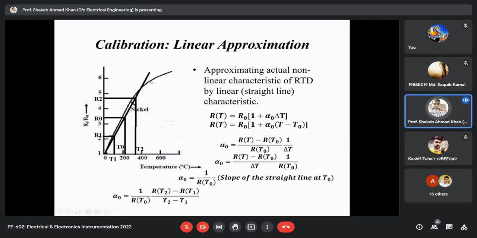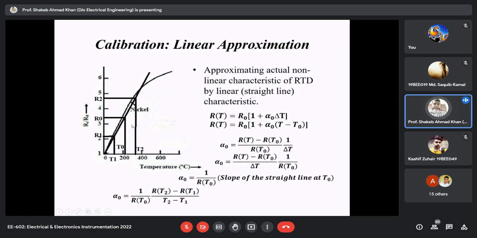I'm approximating the RTD characteristic, the actual one, by a straight line, and the straight line equation is this. This is the actual characteristic. So what is the meaning of it? The meaning is that although your RTD resistance is varying with respect to the temperature to which it is exposed in this fashion, we'll make the measurement by this curve, the straight line, by this equation.